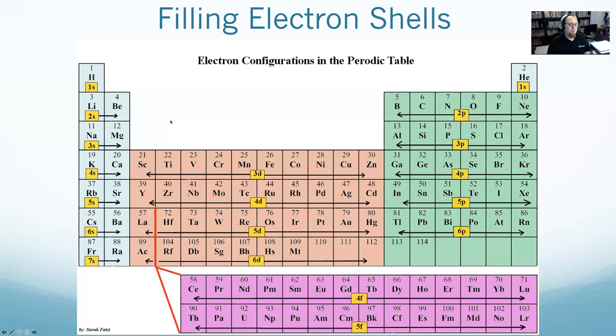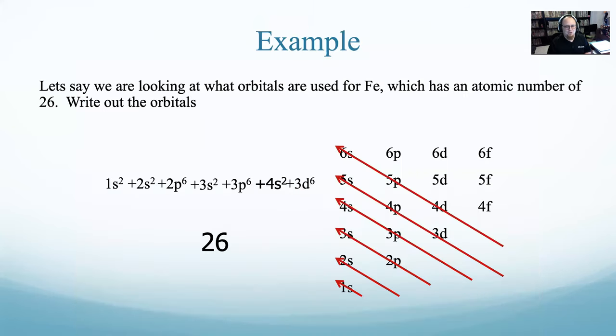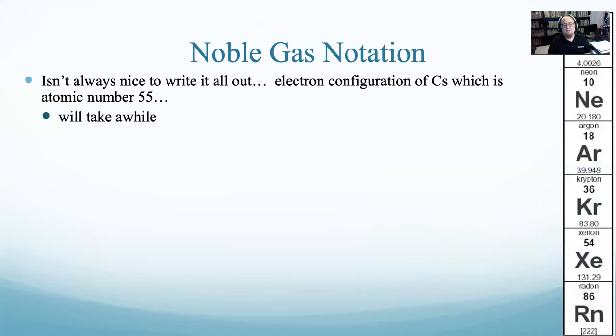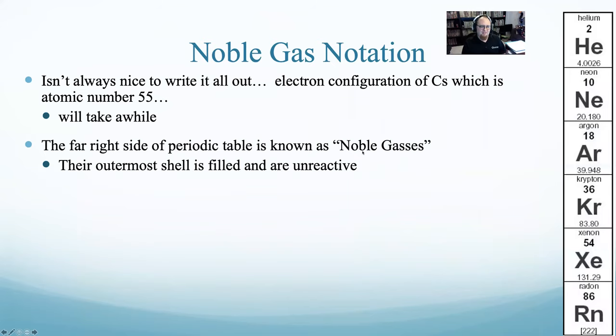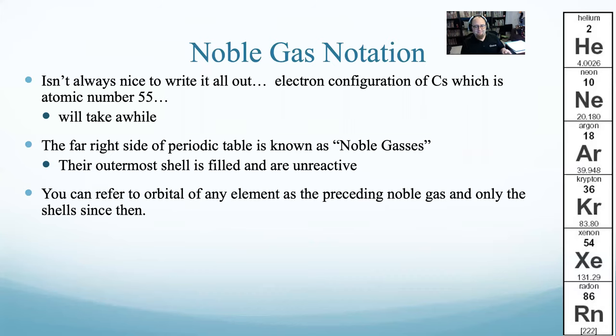Now, if we're going to work out the full subshells used on something, people don't normally list them out like I just did on iron. That's just annoying. Most of the time, people use what's called noble gas notation. The general idea is the elements on the far right side of the periodic table are known as noble gases. They have an outermost shell filled. They're unreactive. Most of the time when someone talks about the notation, they just say the last noble gas and everything that happened since then. What I mean is, if you want to write the full configuration of cesium, which is atomic number 55, it's going to be a pain.